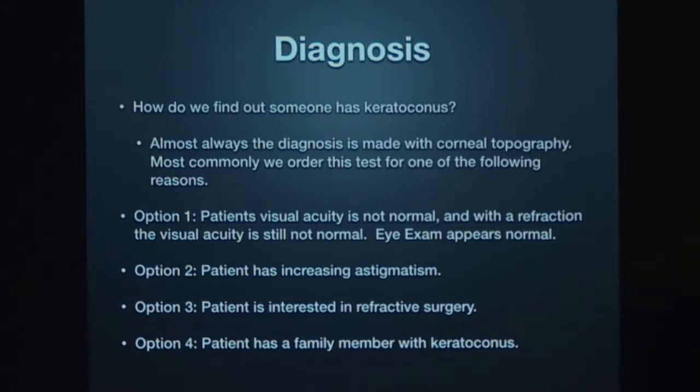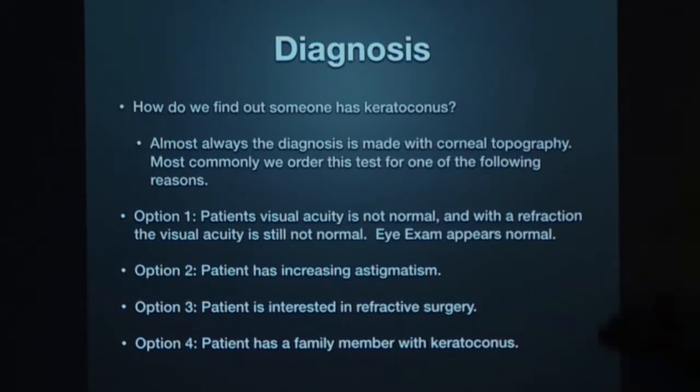How is the diagnosis made? How do we find out somebody has keratoconus? I would say almost always the diagnosis is made with corneal topography. That's really what you need to know a person has keratoconus. But most commonly, we order that test for a reason.